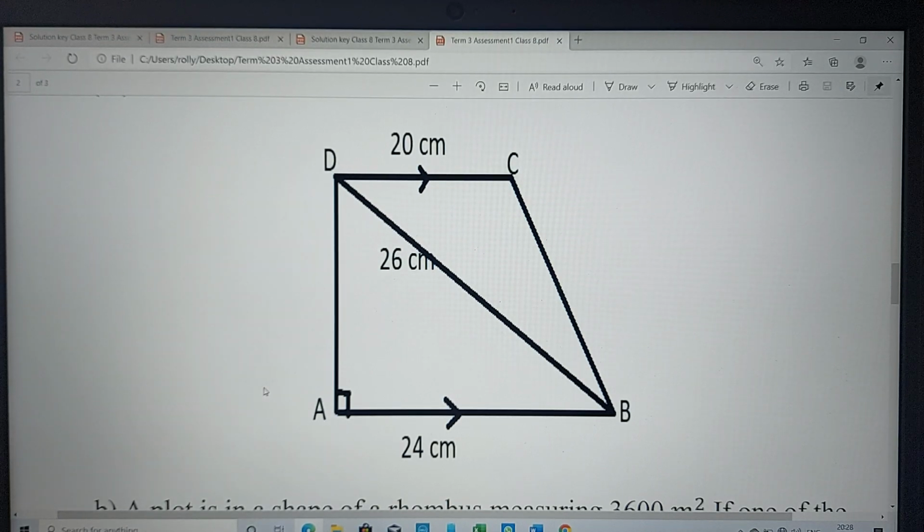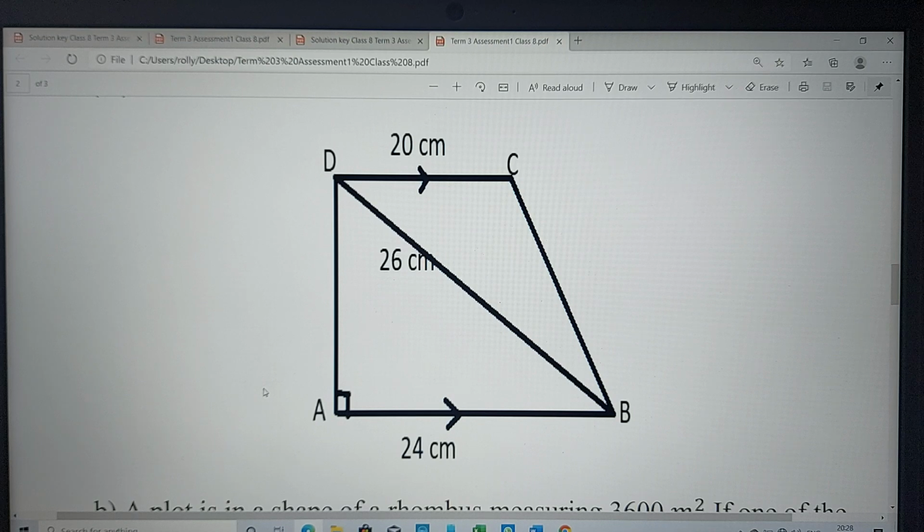Which kind of distance should it be? It should be the perpendicular distance between them. Are you getting it? So AD we have calculated, it is 10. So area of trapezium ABCD will be equal to 1 upon 2 within bracket 24 plus 20 into 10. Clear?